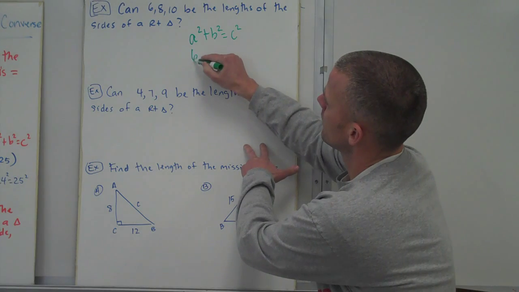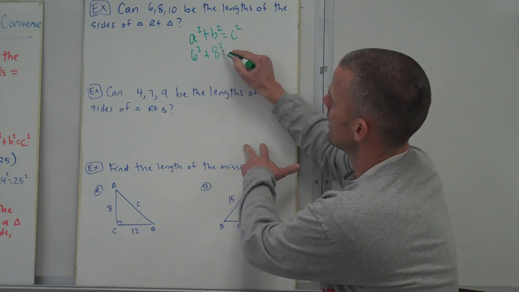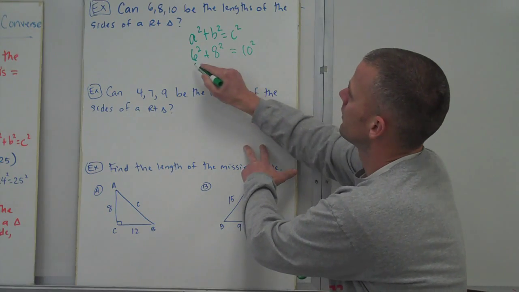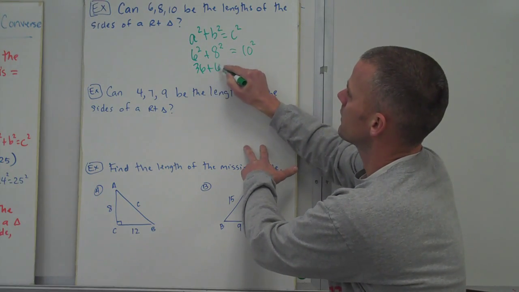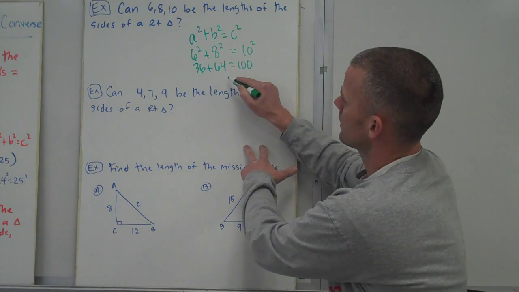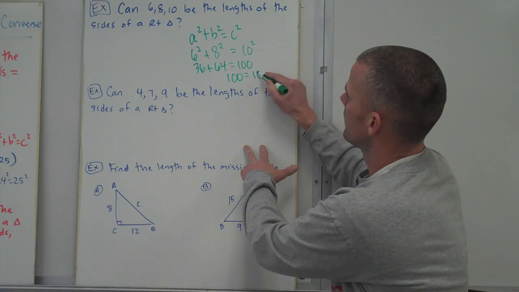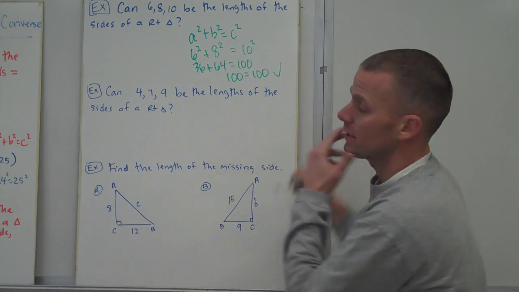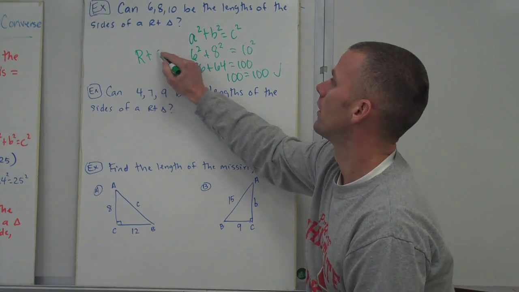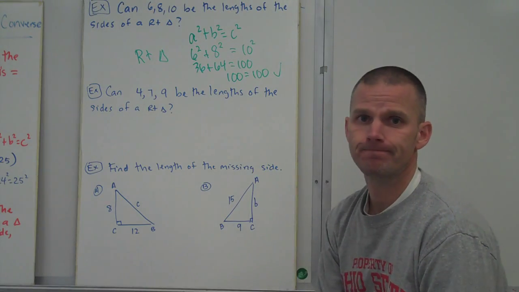So if I have 6 squared plus 8 squared, the question is, does that equal 10 squared? Well, here we've got 36 plus 64 equal to 100. Well, I know 36 plus 64 is 100. So since both sides are equal to each other, I know that this has to be a right triangle.